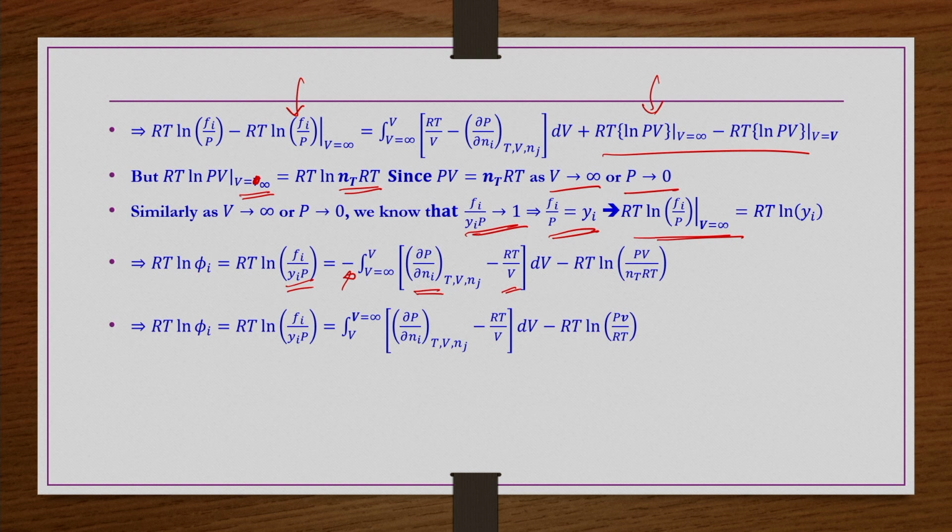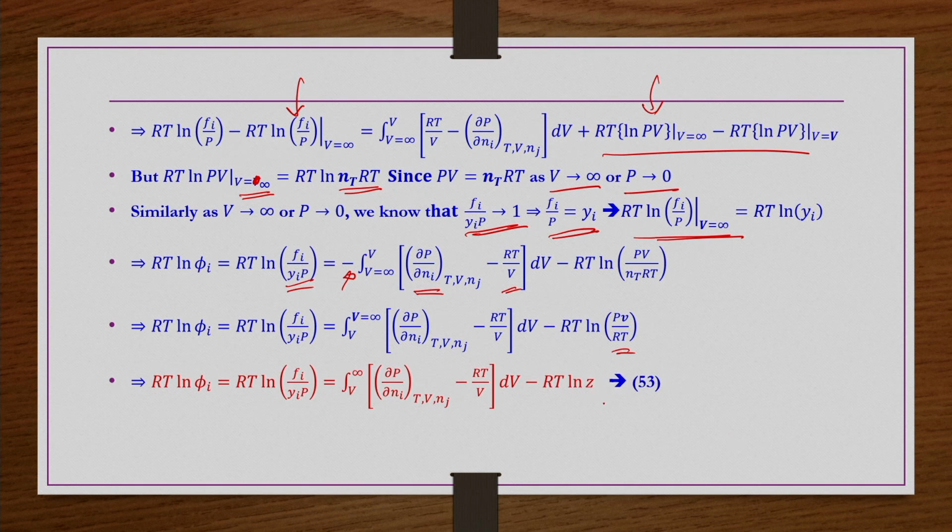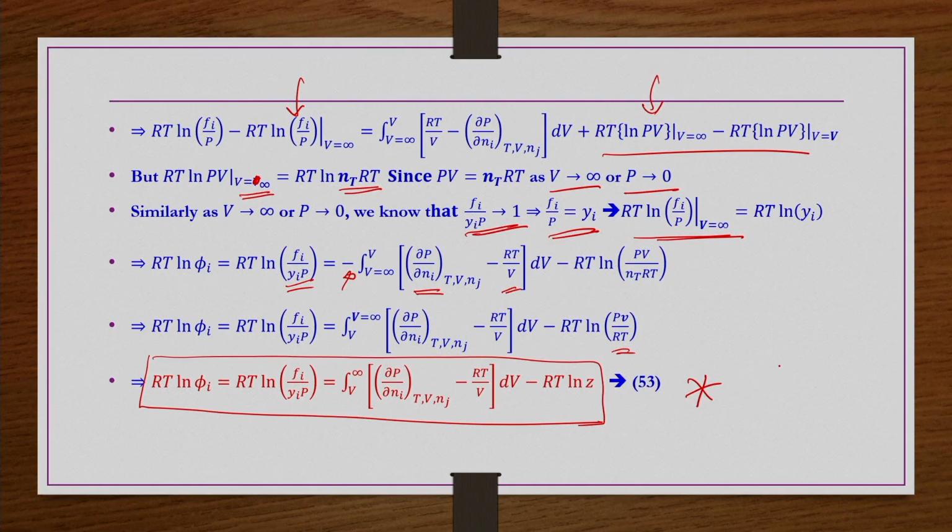So, then that minus is gone. Okay. This is PV by RT. So, that means I can have in place of PV by RT, ln Z. Z is nothing but the compressibility factor of the mixture. So, that means RT ln Phi equals RT ln (fi by yiP) equals the integral from V to infinity of (dou P by dou Ni minus RT by V) dV minus RT ln Z. This is the expression for the so-called fugacity coefficient of that particular component in the mixture, right.